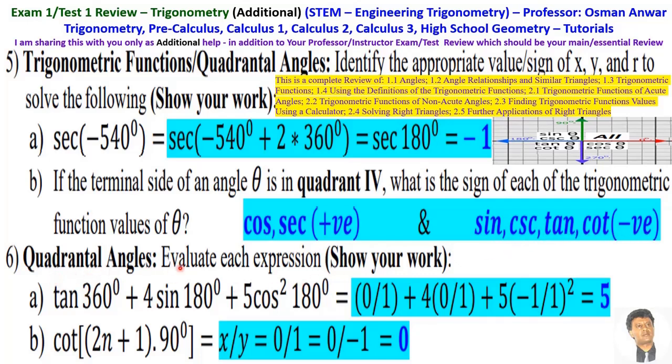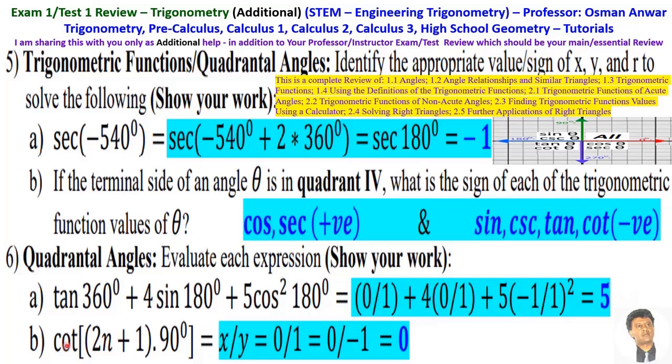Number 6 is quadrantal angle. Evaluate each of the expression. Tan 360 for A, tan 360 plus 4 sine 180 plus 5 cosine squared 180. Tan 360 is 0 over 1 plus 4 sine of 180 is 0 over 1 again plus 5 cosine 180. Cosine 180 is minus 1 over 1, squared it is 1, times 5, it is 5. So it is 0 plus 0 plus 5 equals 5.